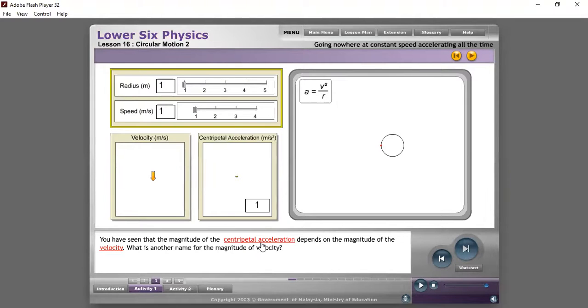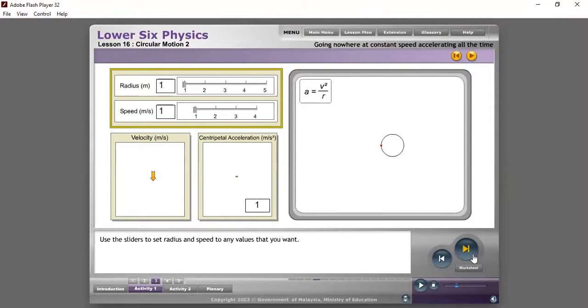Now we look at the centripetal acceleration, a. The a always points to the center. The formula for the centripetal acceleration is equal to v squared over r. Answer: speed. The equation in the small box gives the actual relationship between centripetal acceleration and speed. You will see how this equation is derived in activity 2.